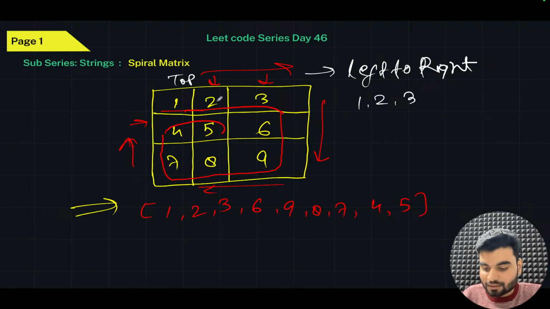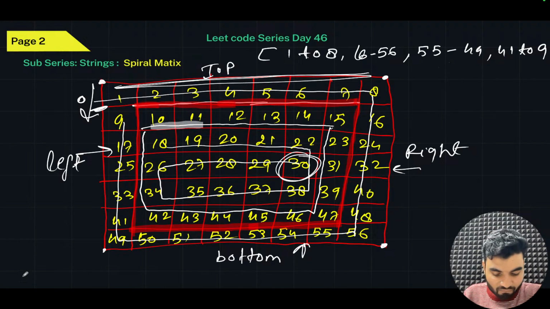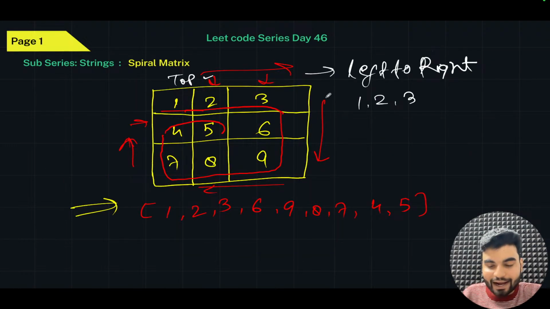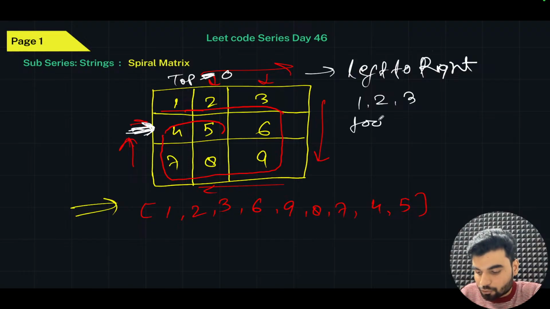But this time, once this is done, can I see my top has been reduced by 1? If one iteration has been done left to right on the top, then top should be changed by 1, meaning increasing. Like if this was 0, then this will become 1. Why? Because now the top will come here. Cool. Now again, once you have done left to right, top should increase by 1.